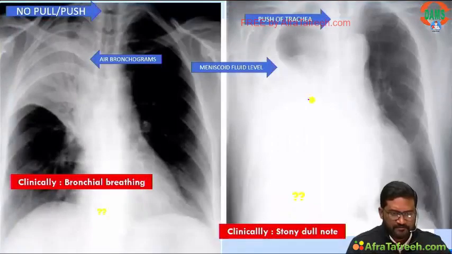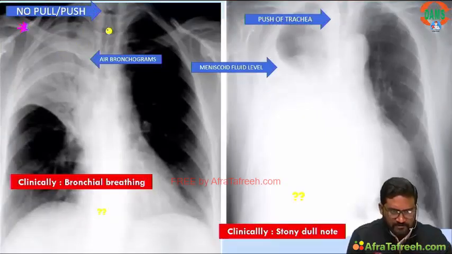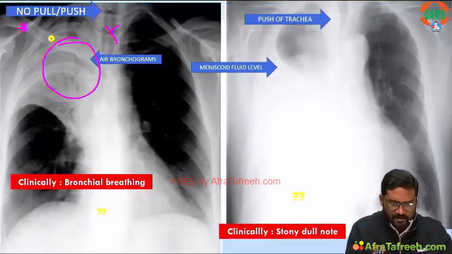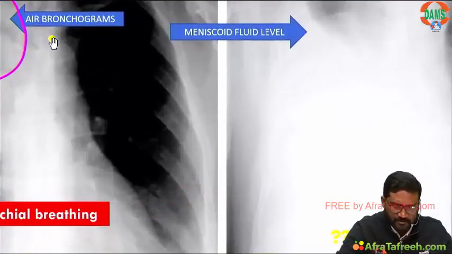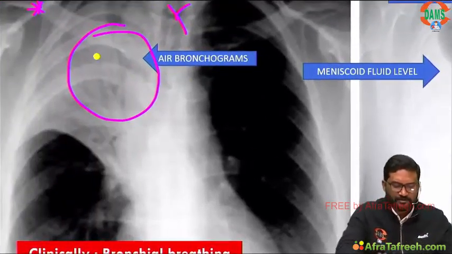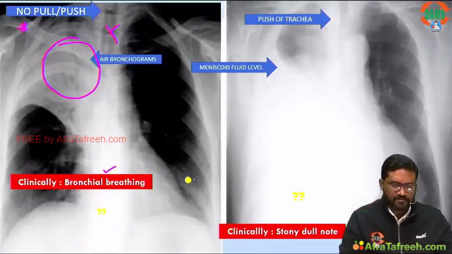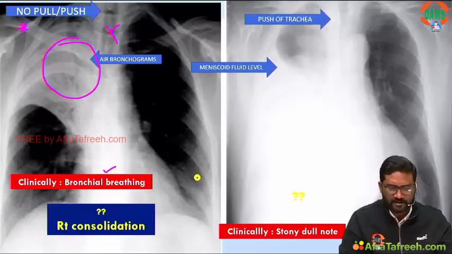Then what is this? There is no push, no pull. And you can see branched airways. See here, I will focus it for you so that you can see it better. These are the branched airways, no significant push or pull, and clinically there is bronchial breath sound. What is this? This is consolidation.